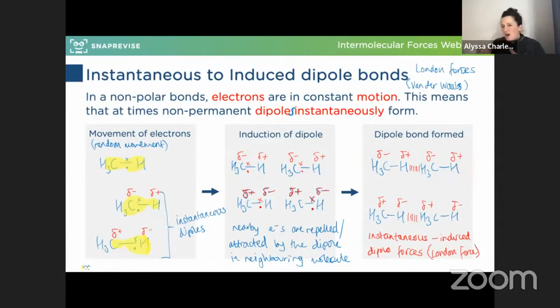So if you're thinking about, are we likely to have a polar bond? If you've got an element that's very near to fluorine in the periodic table and an element that's very far away from fluorine in the periodic table and they're bonded, such as hydrogen and chlorine, then you will get a polar bond.